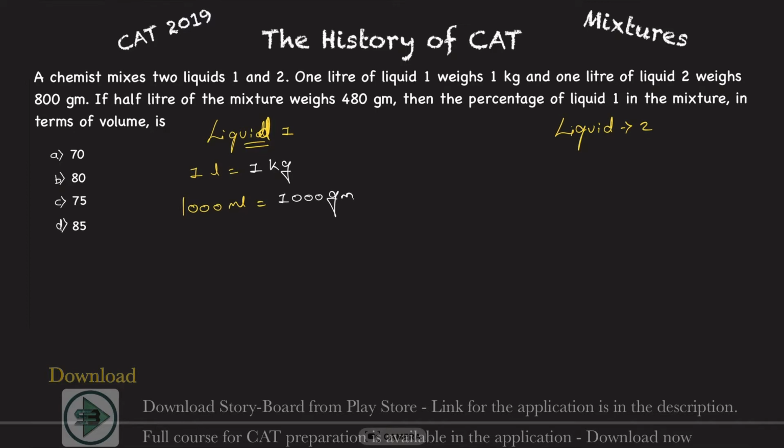So what do I understand from this? 1 milliliter is equal to 1 gram. Again, that is my basic understanding from comparing the volume to the weight. So 1 milliliter of volume is equal to 1 gram of weight for liquid 1. Okay, that's what I understand from this.